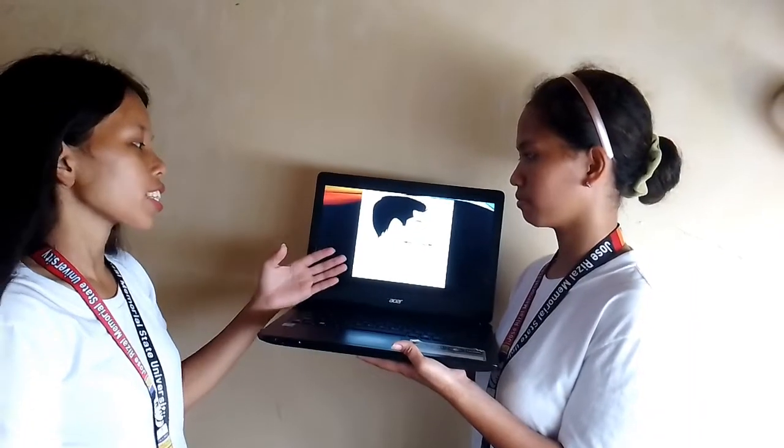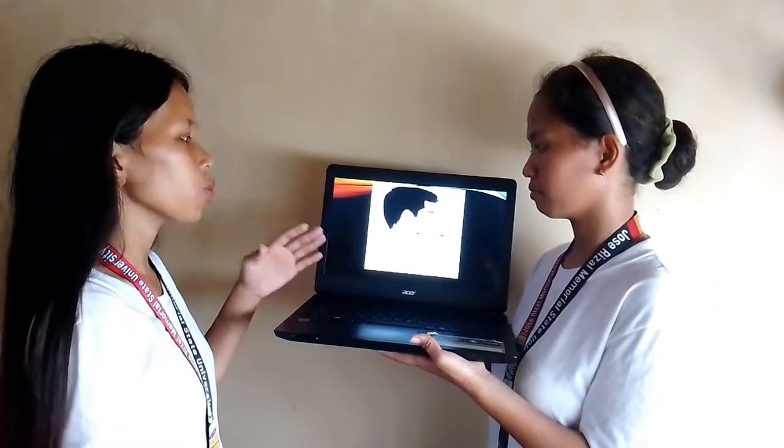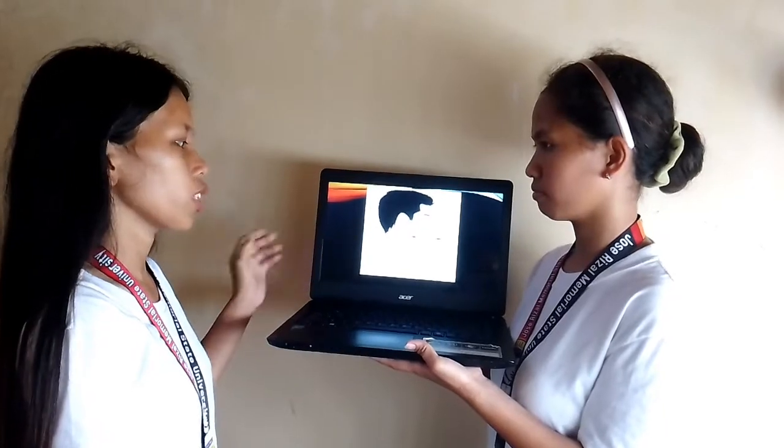So this is the example of retrusion of the mandible or protrusion of the mandible.